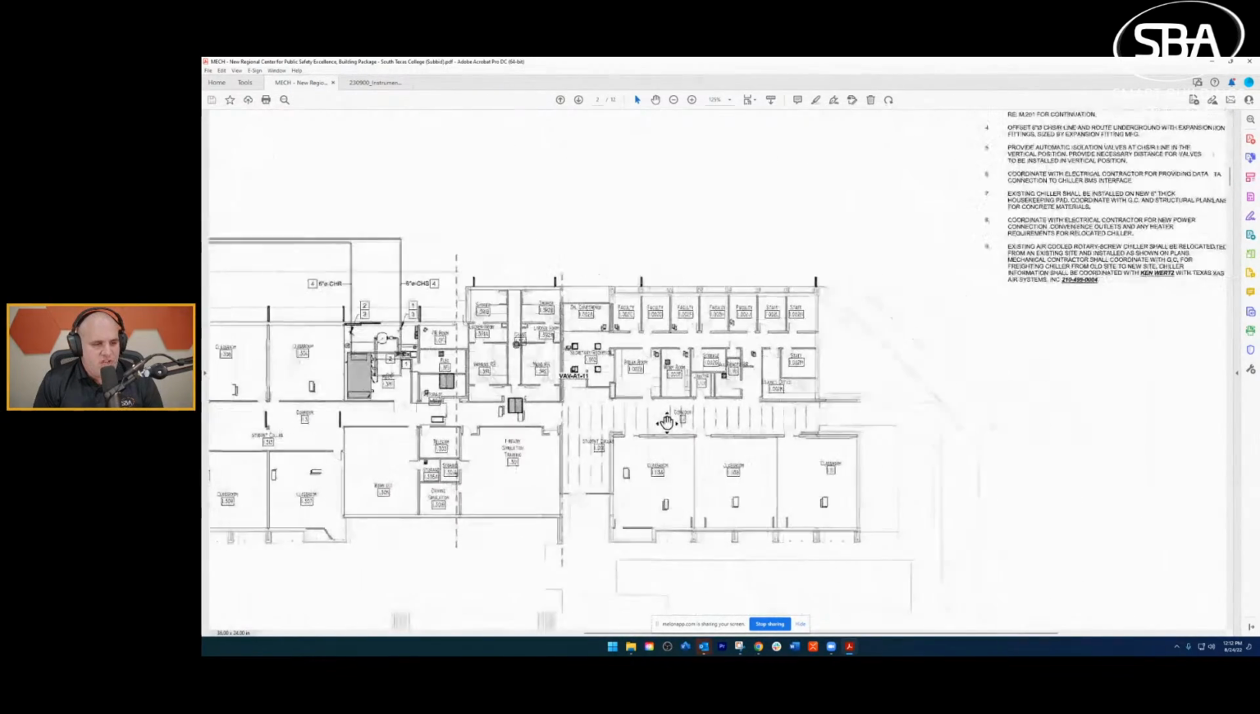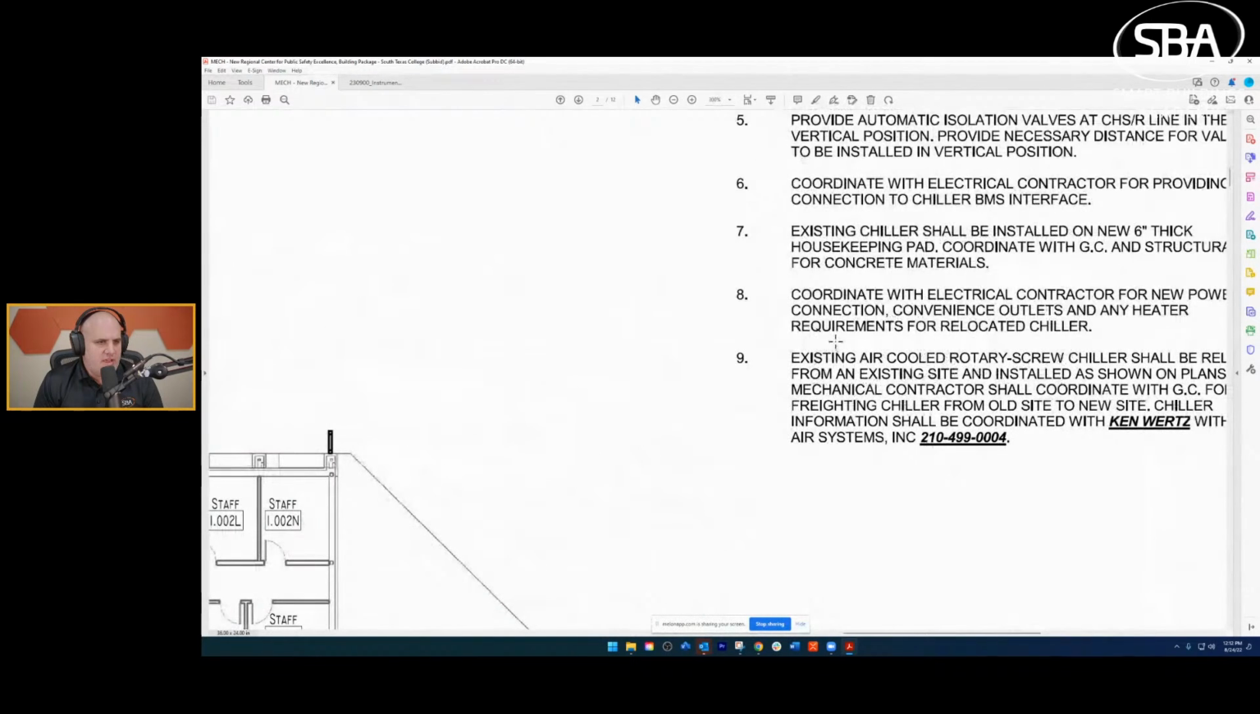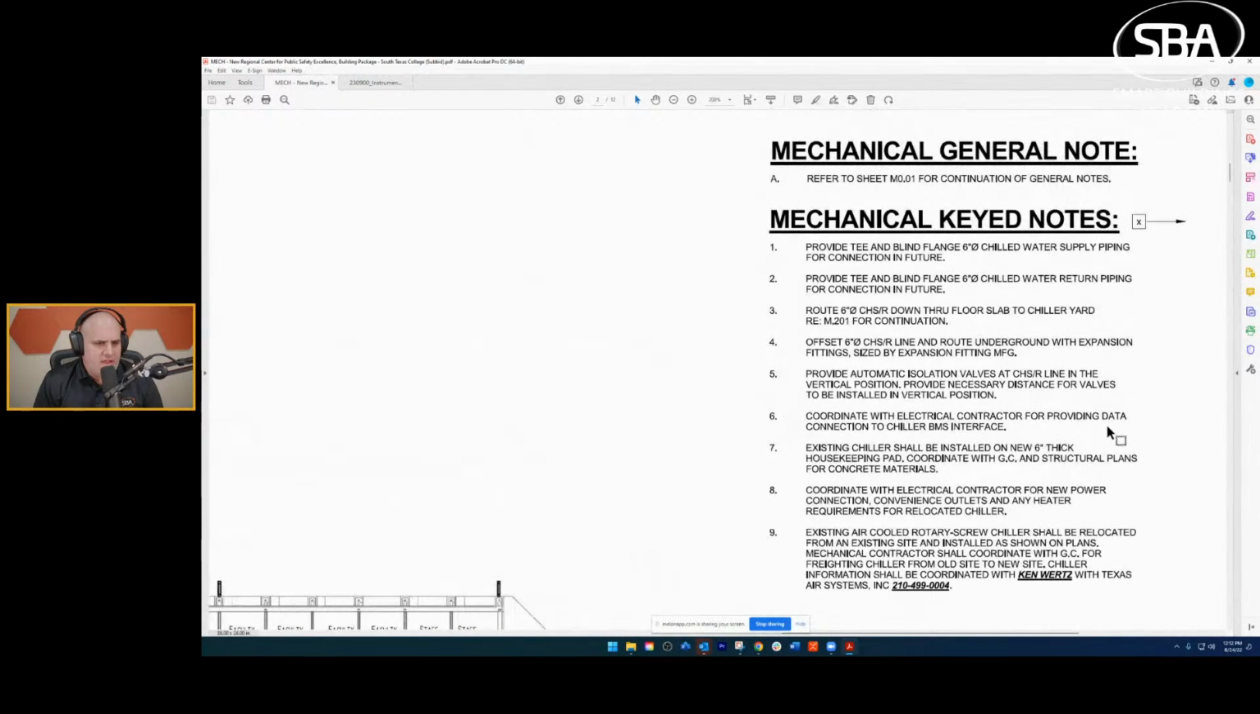All right, so we get into our general plan right here. We look to see if there's some stuff that has anything to do with us. Coordinate with electrical contractor for data connection to the chiller BMS interface. That's a pretty important one, right? We've all been there where someone didn't catch the BACnet card, and so a unit was provided without a BACnet card. In this job, there's an existing chiller, and so we need to coordinate to run some electrical wiring out to this. So that would be something that we would want to be aware of, right?